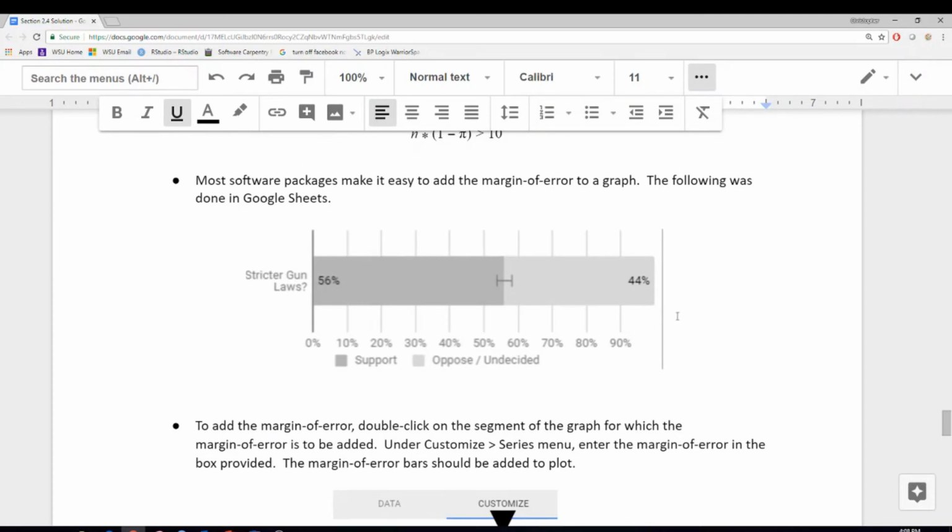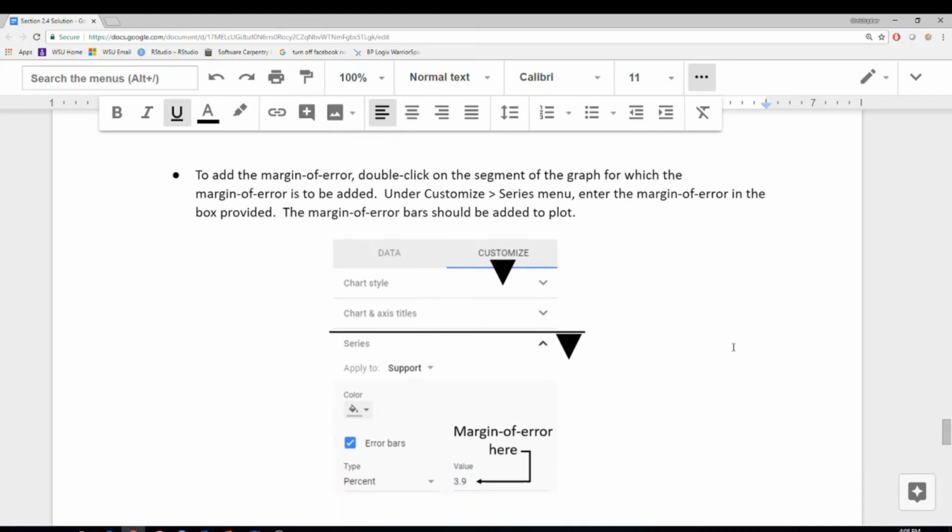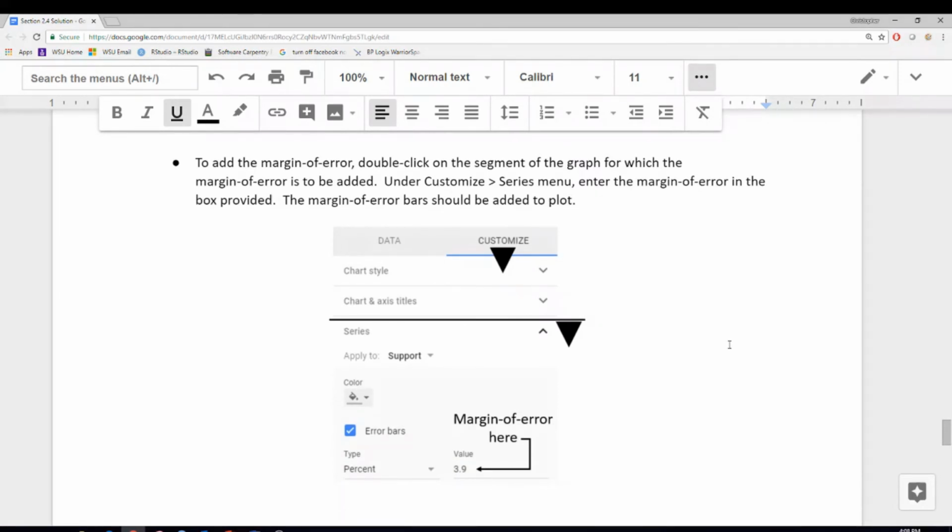Most software packages make it pretty easy to add the margin of error to a graph. So here is how that normally looks. It's got just a little bar here that shows you kind of how much I would expect that 56% to go up or down. This particular margin of error was put on this graph in Google Sheets, and that is shown here on the bottom of this page.